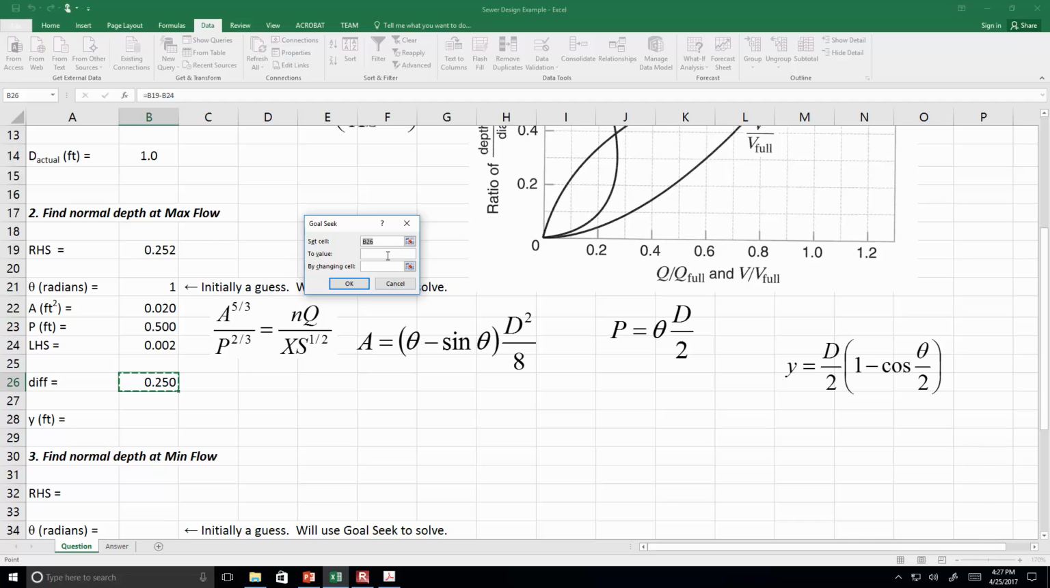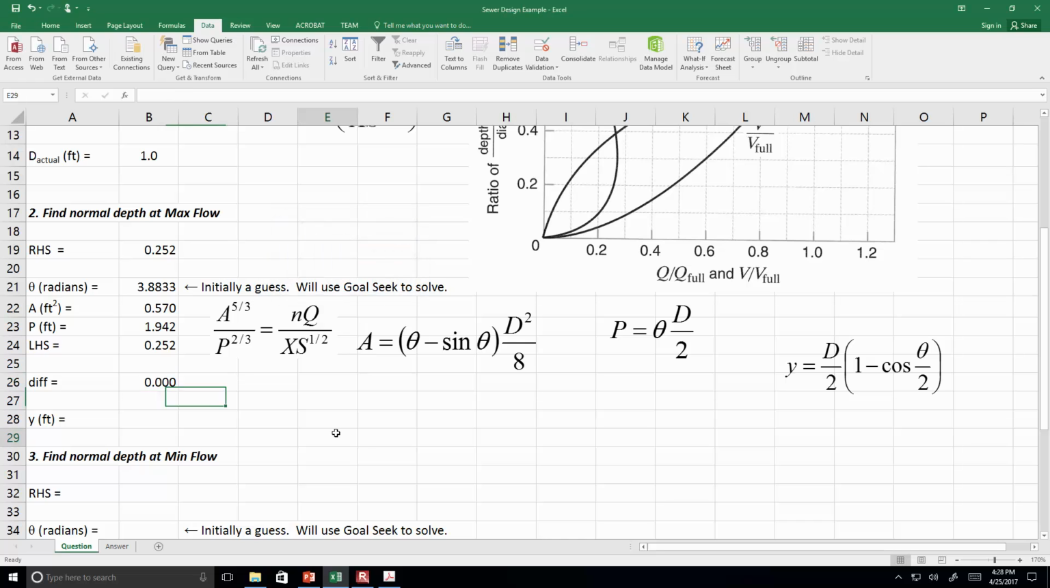Set the difference equal to 0 by changing the angle. And so we're going to solve until we get the angle in radians. Now you could put this into your calculator. You could define A in terms of theta, and you could define P in terms of theta. Everything was already known on the right-hand side of that equation.